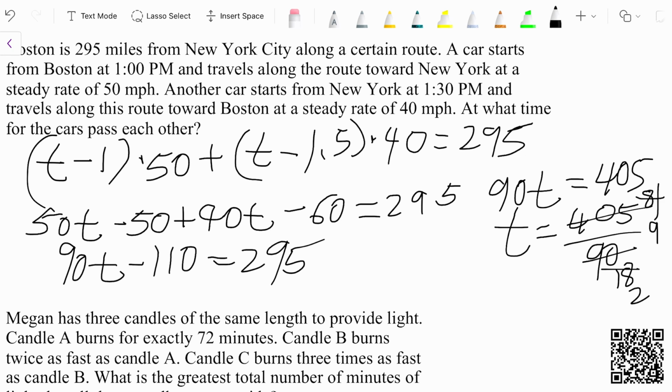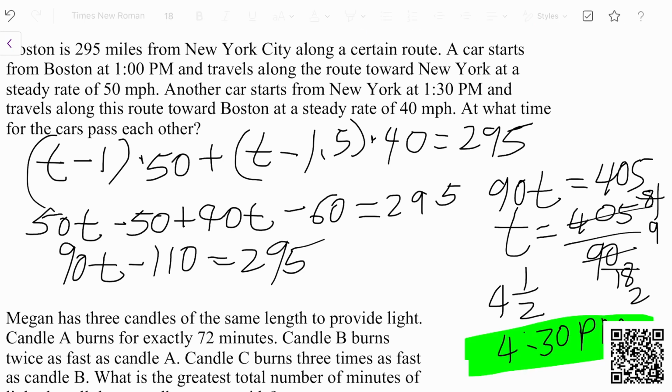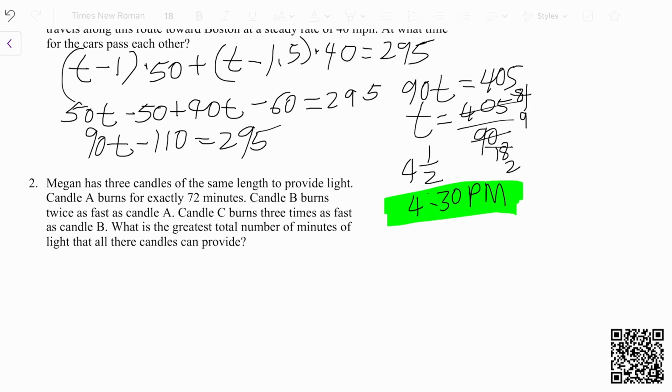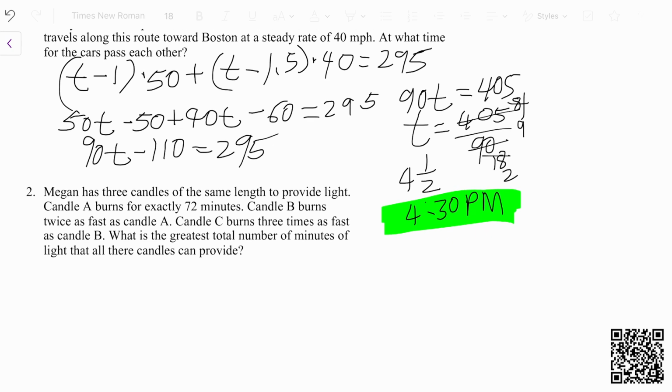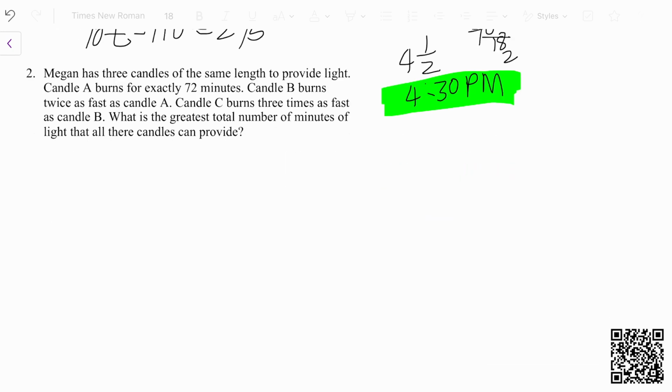So 9 over 2 is also equivalent to 4 1/2, which in this case is also equivalent to 4:30 p.m. in specific, because they both left at p.m. and they're not going to drive until a.m. So yeah, slightly longer, but also would be more reliable on harder problems.